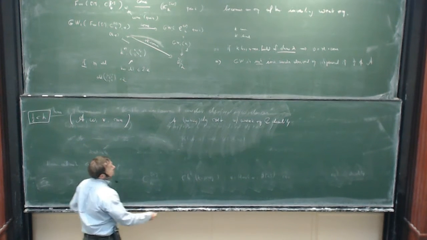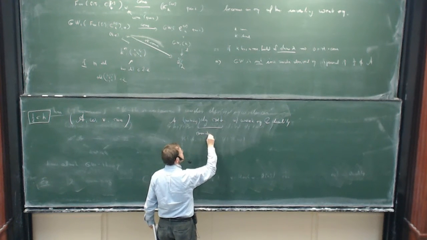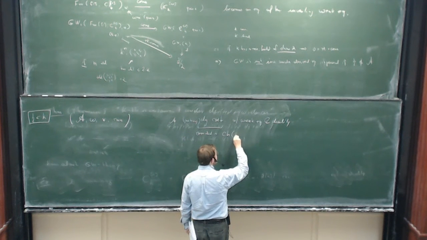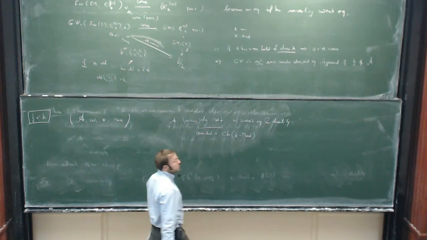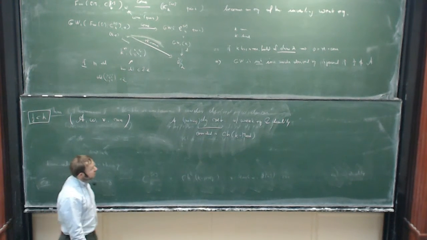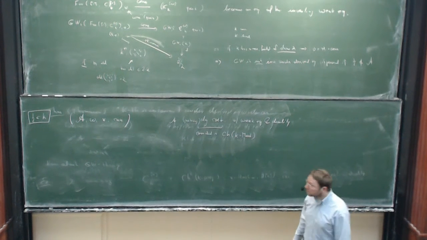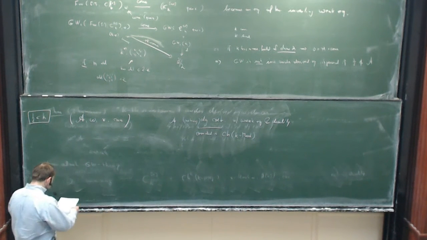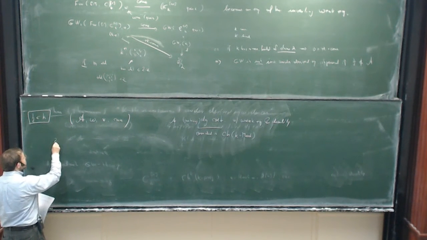So I guess a DG category just means a category enriched in the closed symmetric model category of chain complexes in K-modules. So Homs are just chain complexes now, and composition is compatible with the tensor product of chain complexes. Yeah. So that's all I want to say at this point. Yeah, to a DG category, you have associated various other categories.